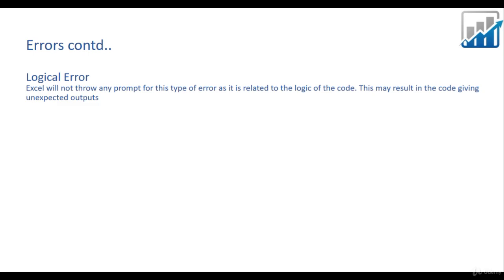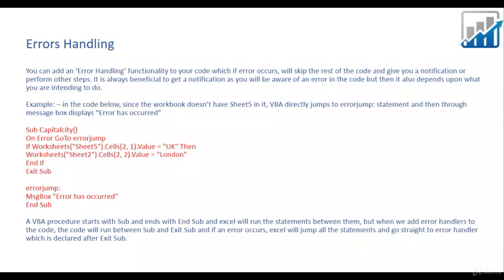So for example, if you want to create a VBA code for summing two numbers and instead of summing you are using a minus operator, then this is called a logical error in layman terms. So this may result in the code giving unexpected outputs. So in VBA, all the errors are classified into these three categories. Now let's move on to error handling techniques.